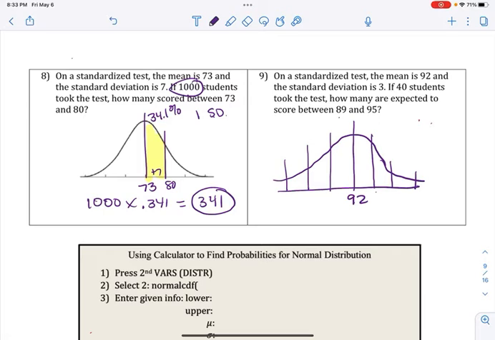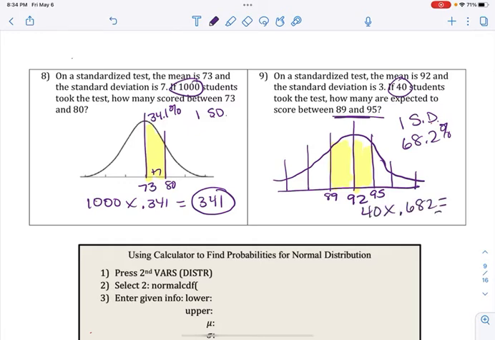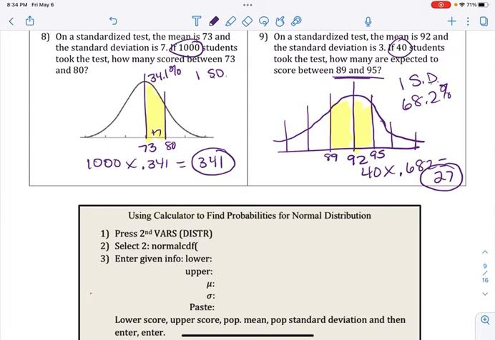Well, if I add 3, that's 95. And if I subtract 3, that's 89. All right, so basically when I'm talking between 89 and 95, that's 1 standard deviation below the mean and 1 standard deviation above the mean, right? 1 standard deviation is 68.2%. So all I'm going to do is take my 40 students times 0.682, and that comes out to 27. So 27 students would score between 89 and 95.